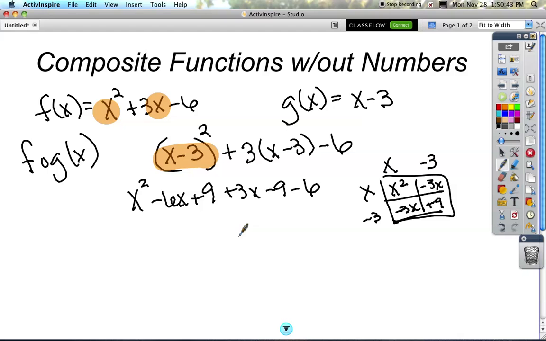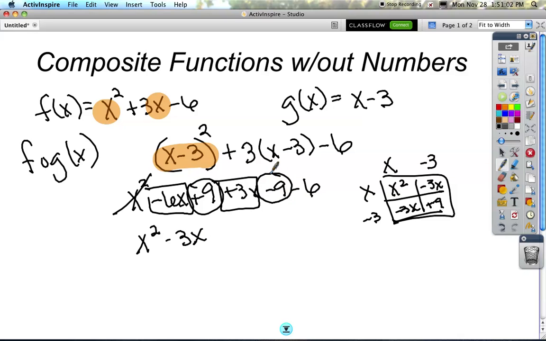Now we're going to combine like terms. Do we have any other x squares? No. I already showed our answer. Okay. I have a -6x and a positive 3x. So what do I get? Negative 3x. Okay. I have a plus 9 and a minus 9. They cancel. They go to 0, and a minus 6. That is your final answer.